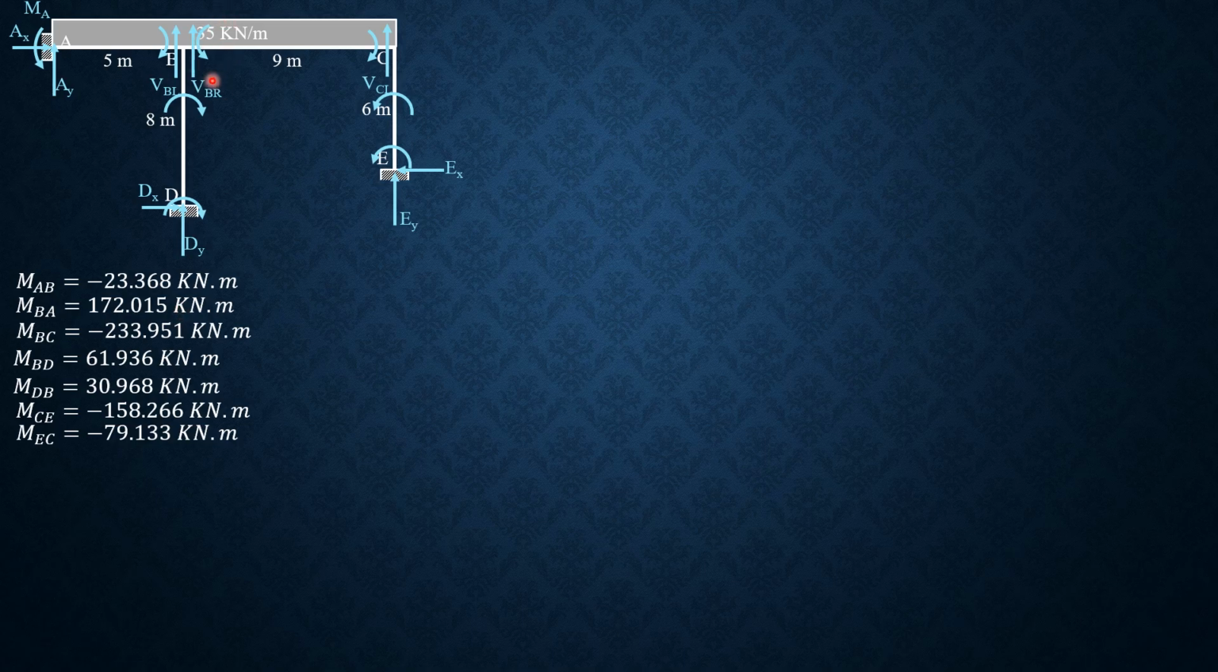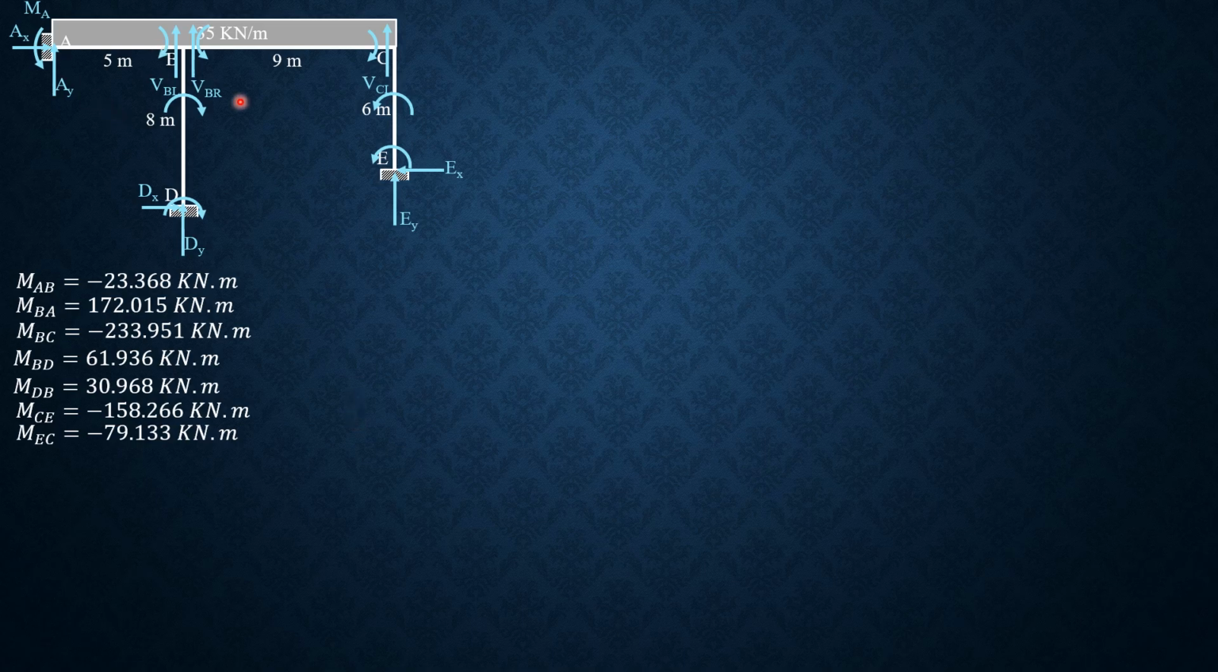BC is counterclockwise again because it's negative. BD is positive, so it's clockwise. DB is positive, so clockwise. CE is counterclockwise, negative. And EC is counterclockwise, also negative.